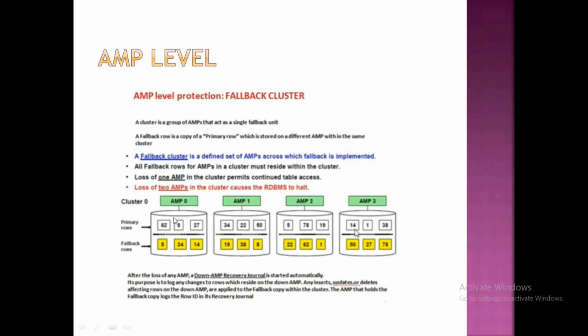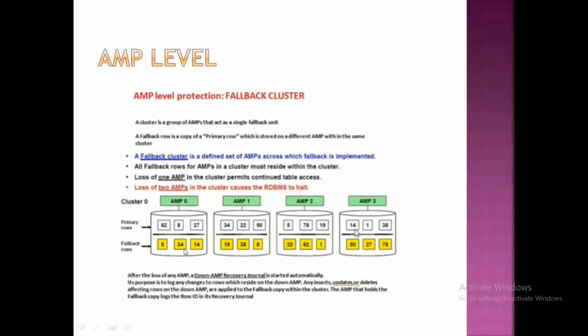So what is that fallback table? The mirroring happens on the AMP level. So at the AMP level, the mirroring will happen. For example, the record 62 is coming here, right? The same 62 will be maintained in some other AMP also, in the mirror, in the fallback rows. Okay, 62 is here. The 62 is on the fallback.